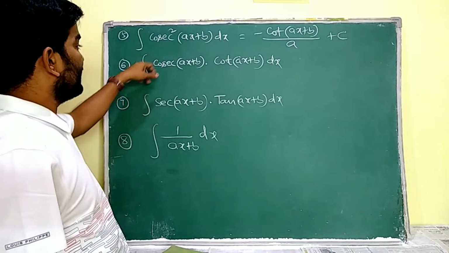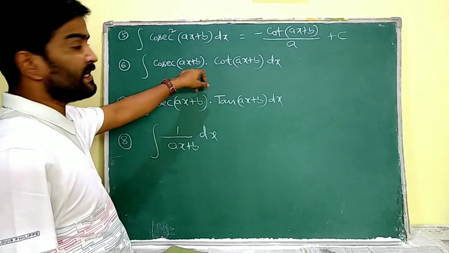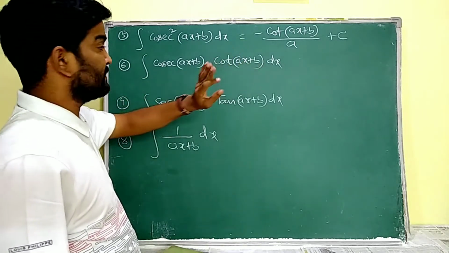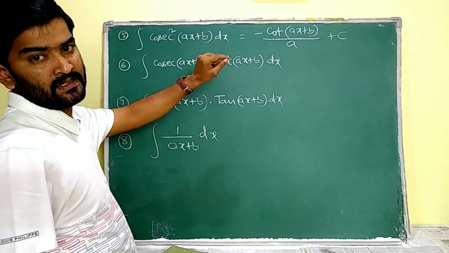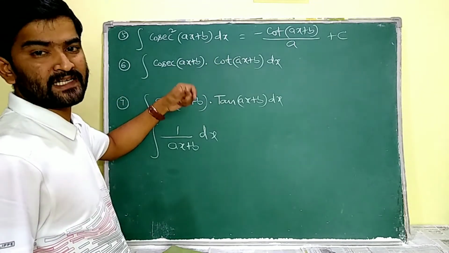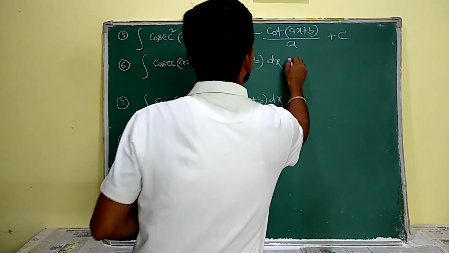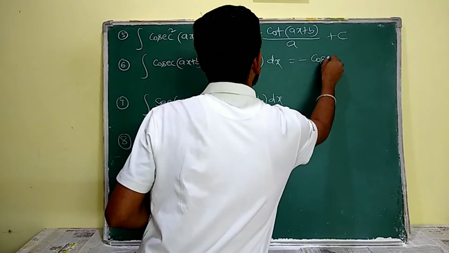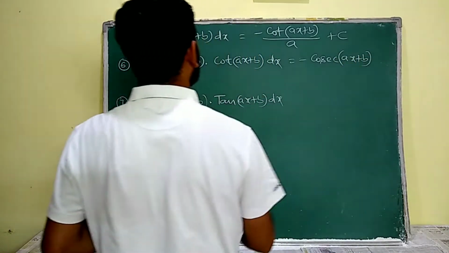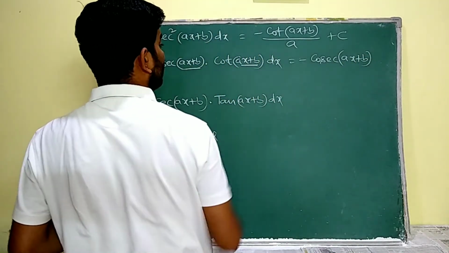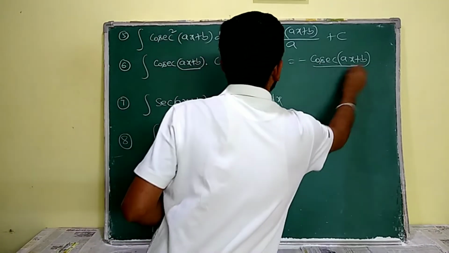Similarly, integral cosecant ax plus b into cot ax plus b dx. It is in the form of integral cosecant x into cot x. Its value is minus cosecant x. So we have to write this as minus cosecant. In the place of x I have ax plus b. Now I have to differentiate this ax plus b and write the result in the denominator.